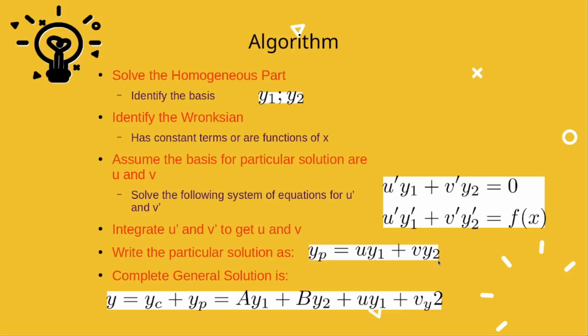And then the complete general solution is the sum of the complementary function, which is the homogeneous part, plus the particular solution, which corresponds to a forcing function that's on the right-hand side. So you get that equal to a y1 plus b y2 plus u y1 plus v y2. Again, A and B come from your initial conditions. U and v directly come from our solutions of the particular solution.